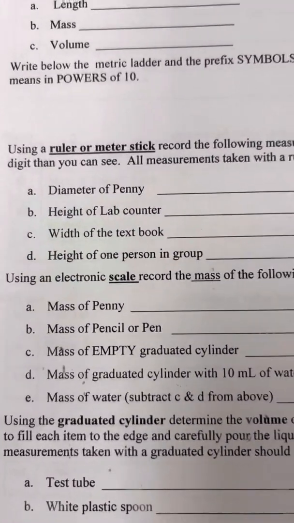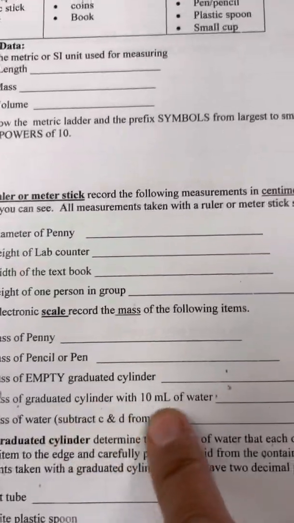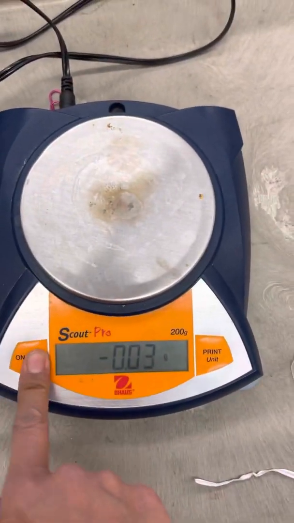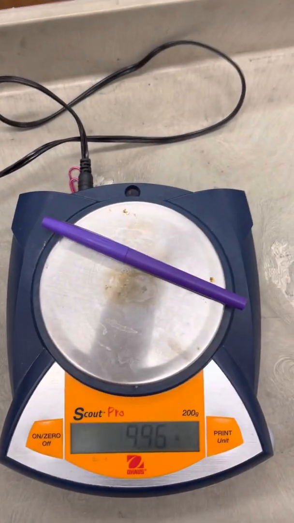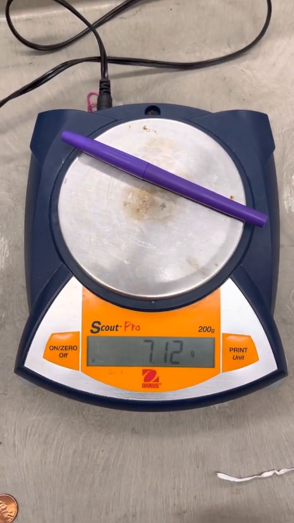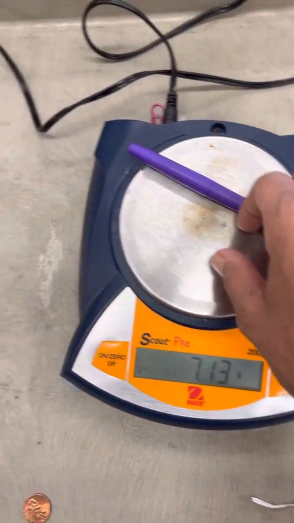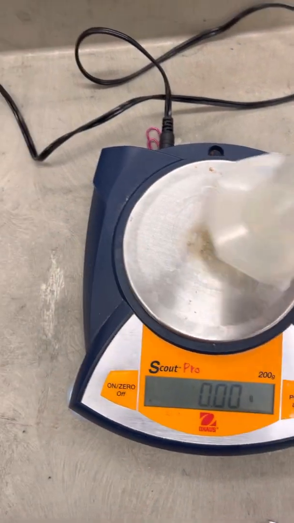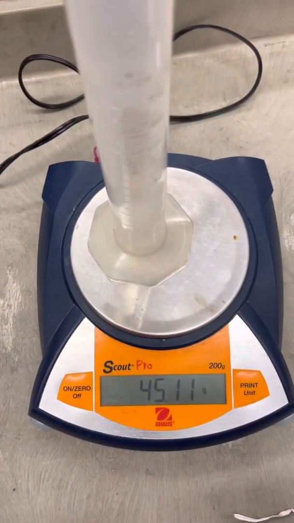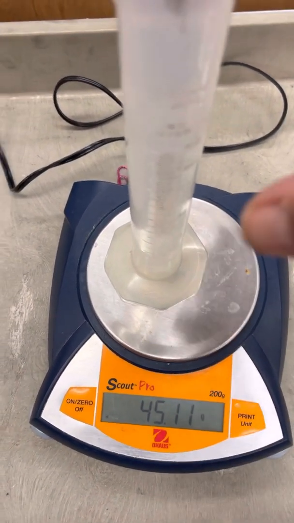It says to find the mass of a pencil or pen, and then the empty graduated cylinder. So I'm going to do those two. I'm going to zero this and put the pen on. And there you see the measurement. Graduated cylinder, the empty one. There's a measurement. And then the next step says to put 10 milliliters of water.